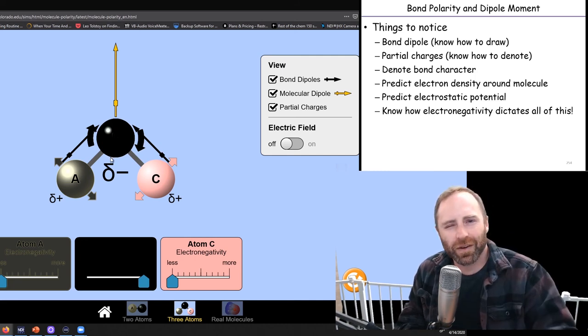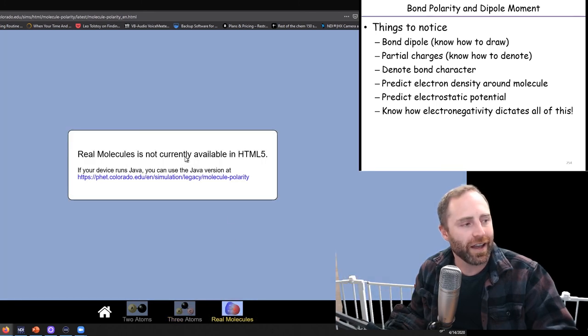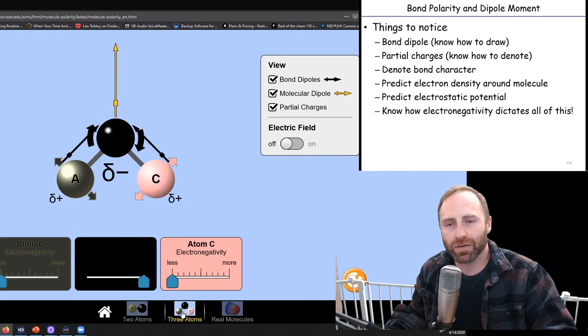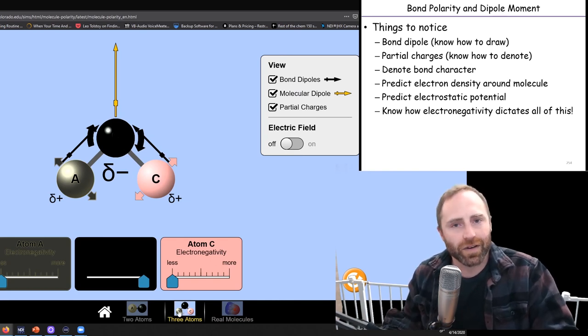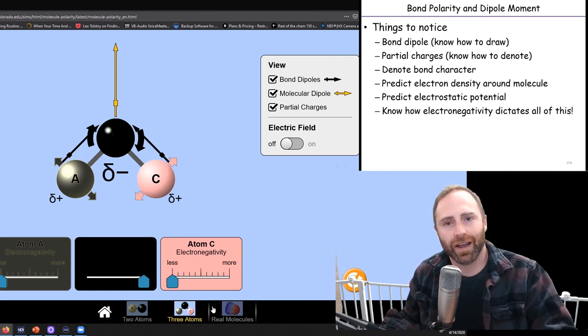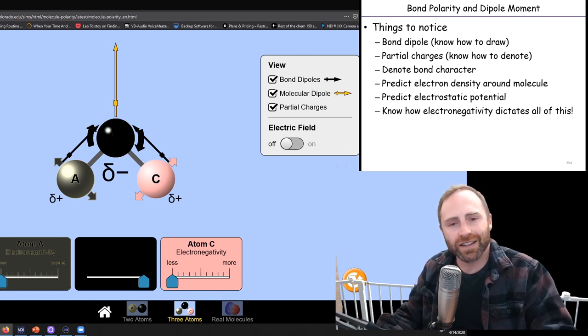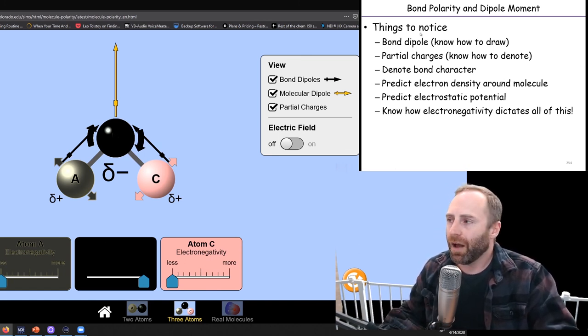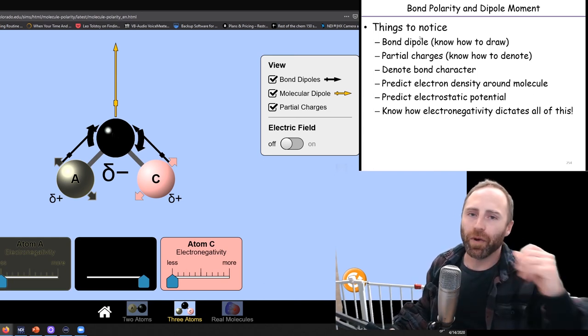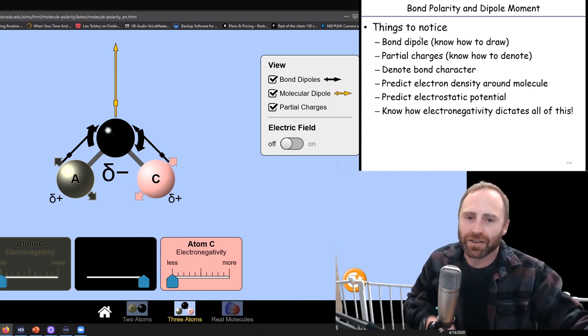The only way to feel more comfortable with these things is practice. And if you go to the website that I had linked, they actually have real molecules that you can play with. You just have to download the Java application in order to play with those real molecules. And that's kind of fun because it gives you the same kind of indications that you can look at. So that was a lot. But that's the essence of bond polarity, dipole moments, and electronegativity.